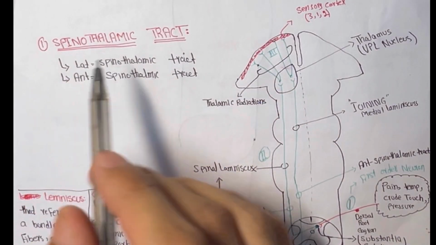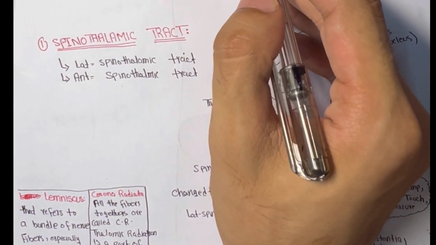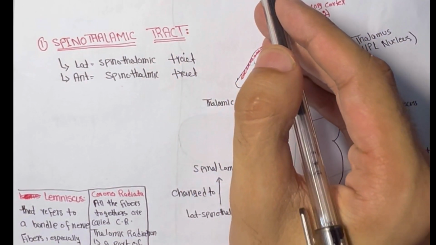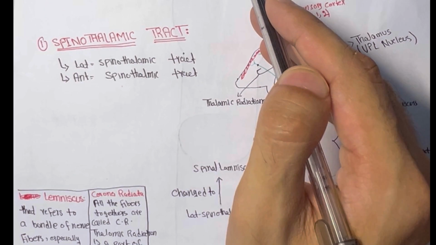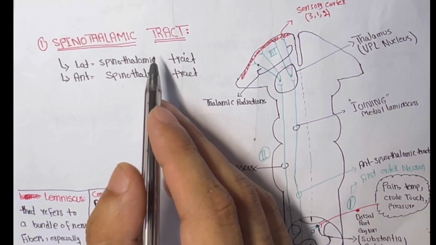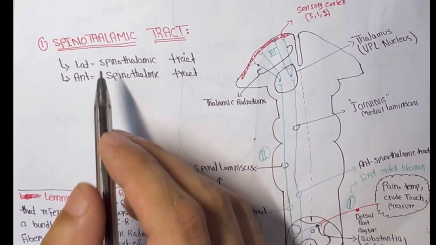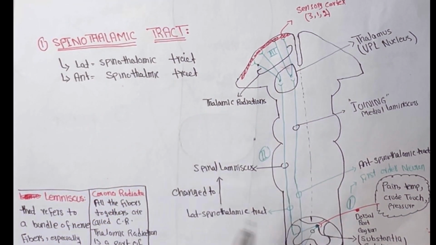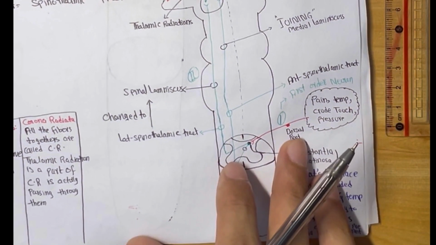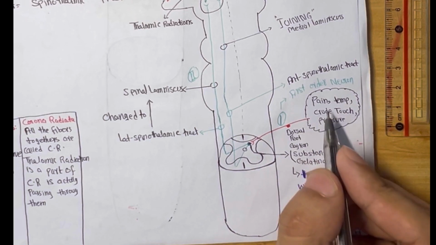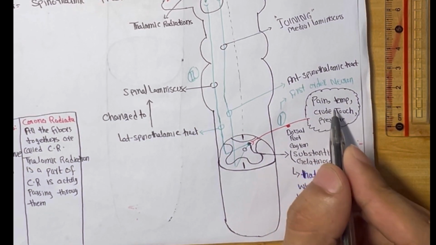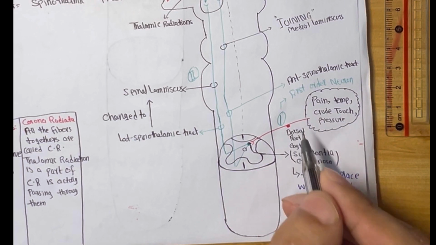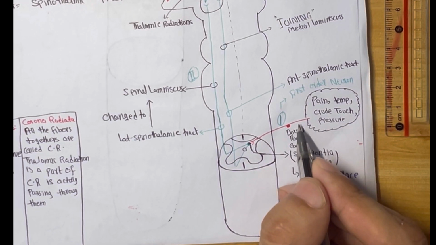So let's start one by one. Fasciculus gracilis and fasciculus cuneatus I will talk about later, but first of all I start with the spinothalamic tract. The spinothalamic tracts are two: the lateral spinothalamic tract and the anterior spinothalamic tract. All the sensory information, pain, temperature, crude touch and pressure, travels through sensory nerves like this.